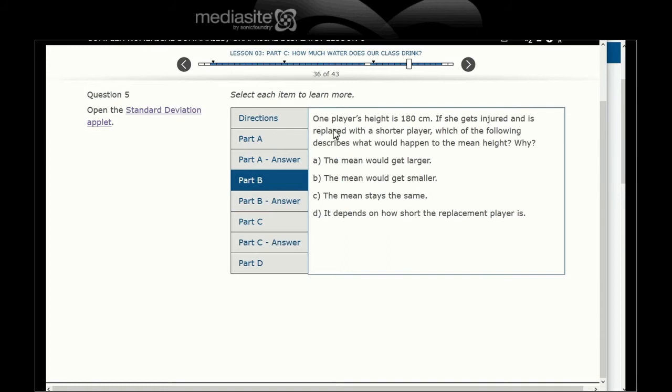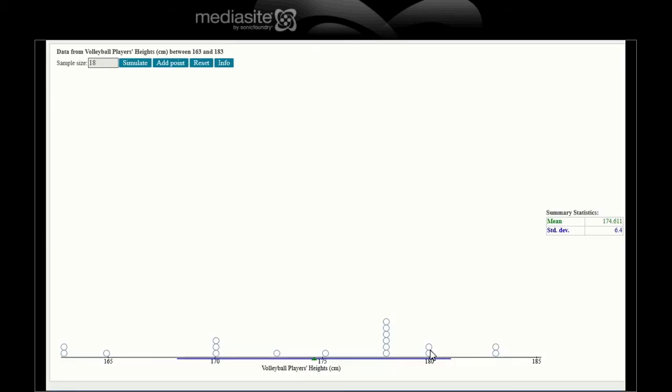Part B. One player's height is 180 centimeters. If she gets injured and is replaced with a shorter player, which of the following describes what would happen to the mean height? Okay. So she's tall and she's replaced by someone who's shorter. So would that make the mean get larger, smaller, same? Depends on how short the replacement player is. So here's 180, and let's just say this person gets replaced by someone who's 170. So let's see what happens. It gets smaller.